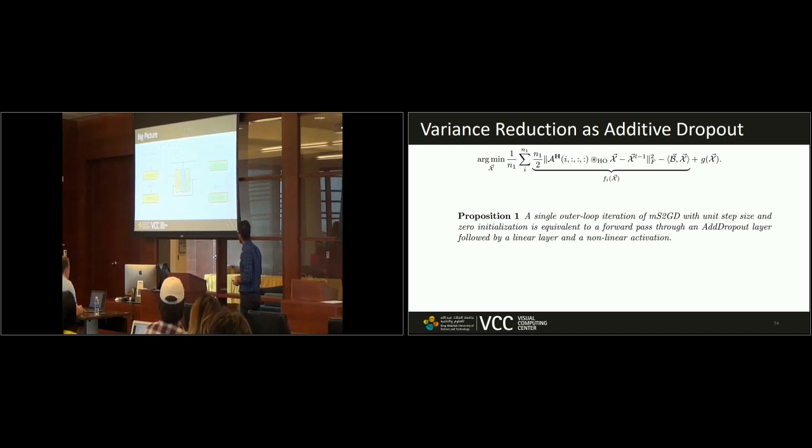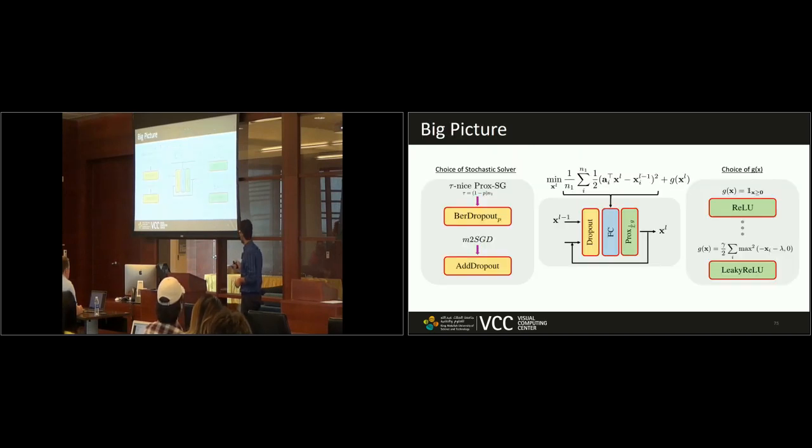Okay, so this is the big picture. If you change your stochastic solver, we'll keep it to fully connected for now, if you change the stochastic solver that will solve this problem, it gives you different types of dropouts. And if you choose the prior term on your output activation, this is equivalent to changing your nonlinearities.